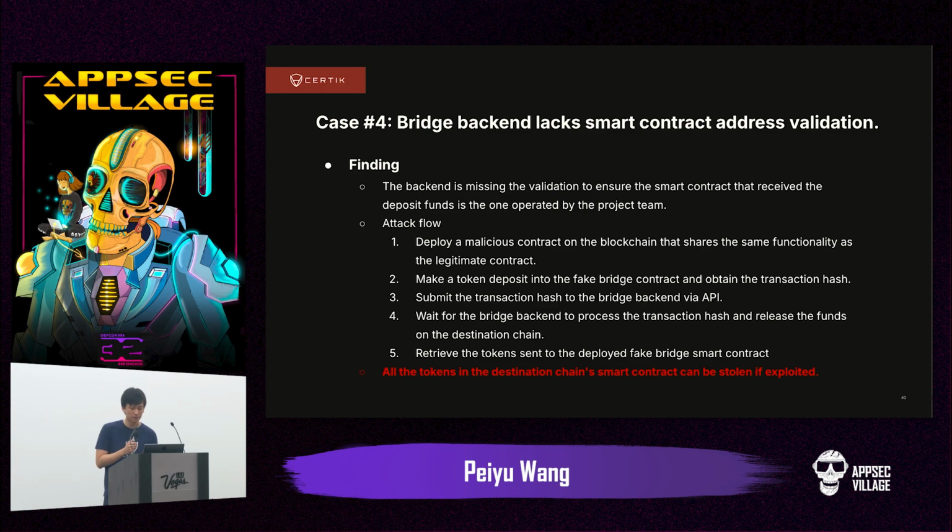And when that happens, the user can withdraw his token sent to the fake contract because he has full control of that. And if this vulnerability gets exploited, all the tokens in the destination chain smart contract can be stolen.